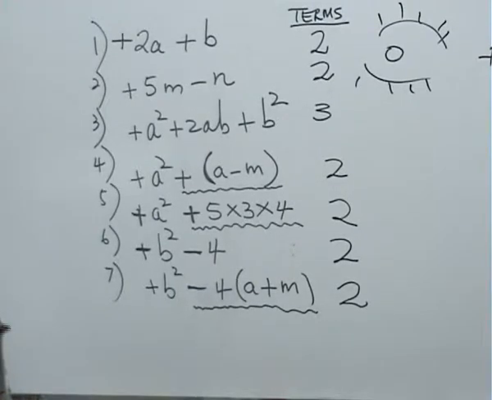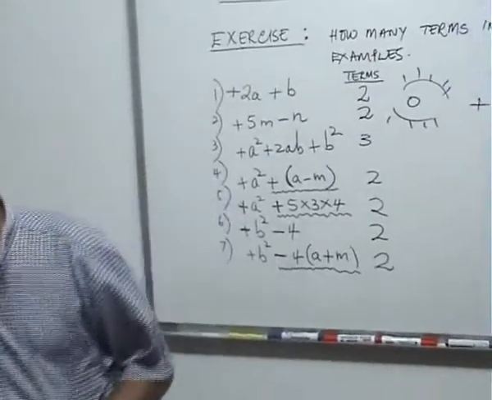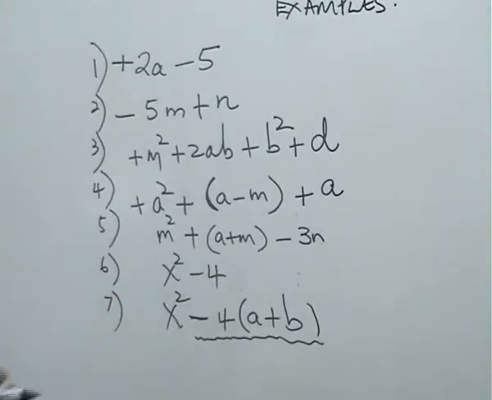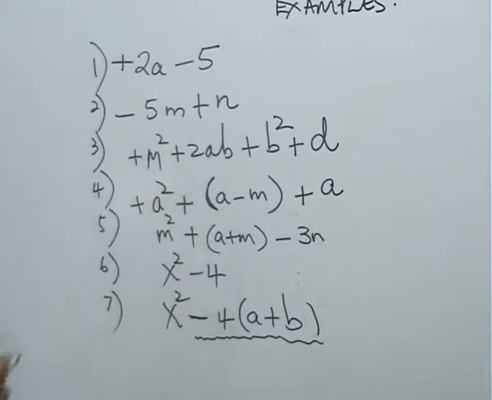Alright, so what we're going to do now is give you a little exercise, and you must be able to identify the number of terms in that exercise. Alright, so here's a little exercise for you to do. Number 1, plus 2a minus 5. Number 2, minus 5m plus n. Number 3, plus m squared plus 2ab plus b squared plus d.